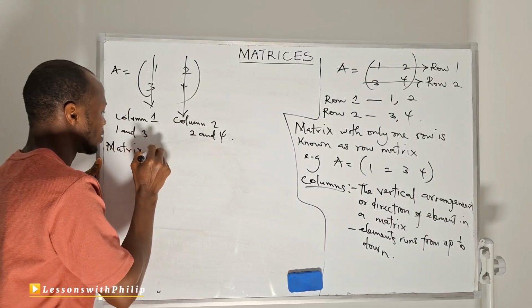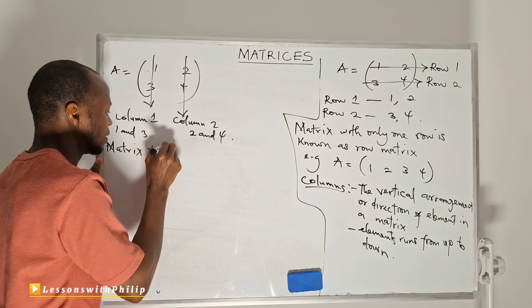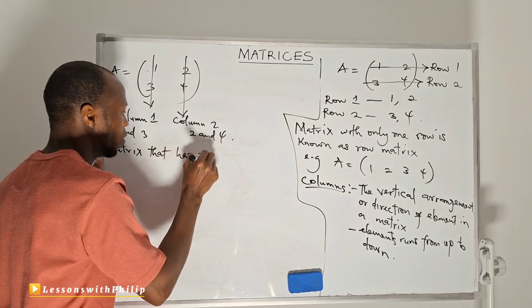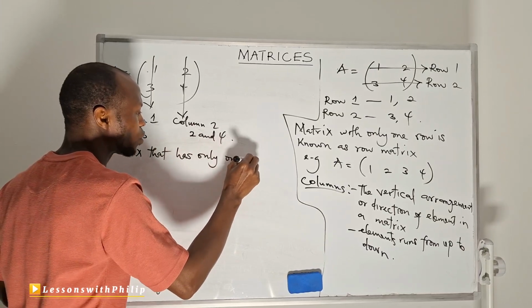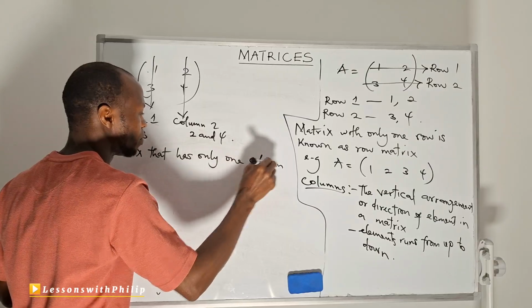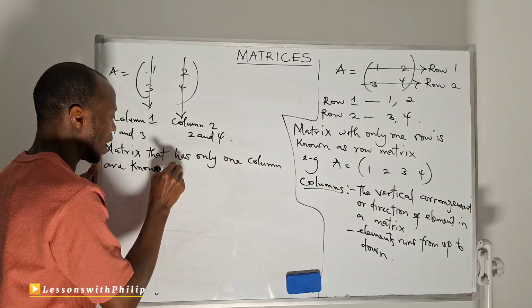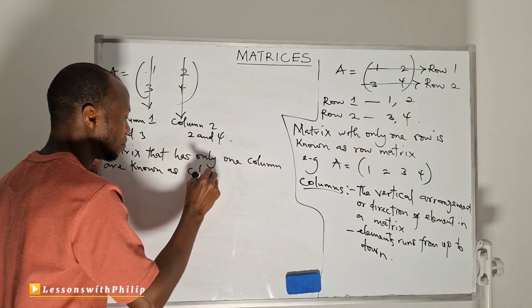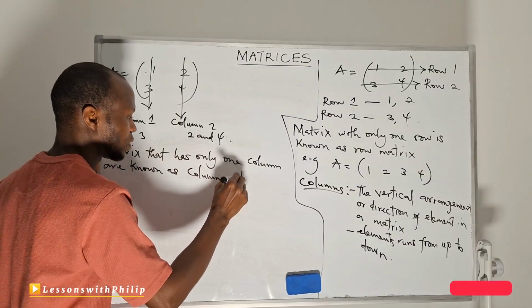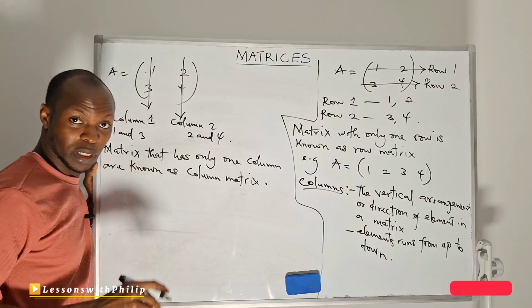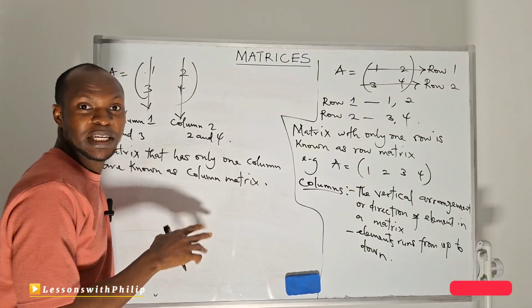Some matrices that have only one column are known as column matrix. Okay? And we will also explain this better in our common class.